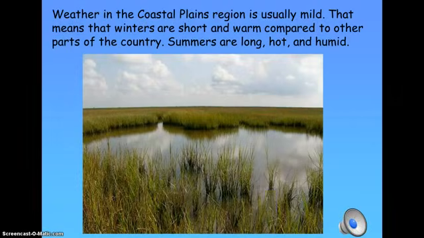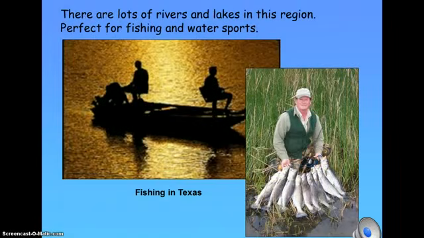Weather in the Coastal Plains region is usually mild. That means the winters are short and warm compared to other parts of the country. Summers are long, hot, and humid. There are lots of rivers and lakes in this region, perfect for fishing and water sports.